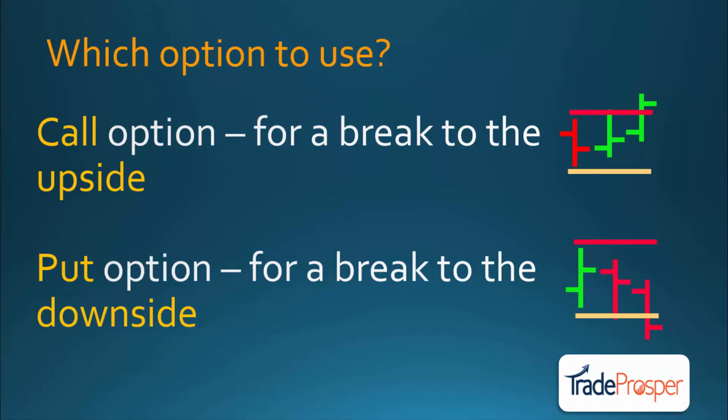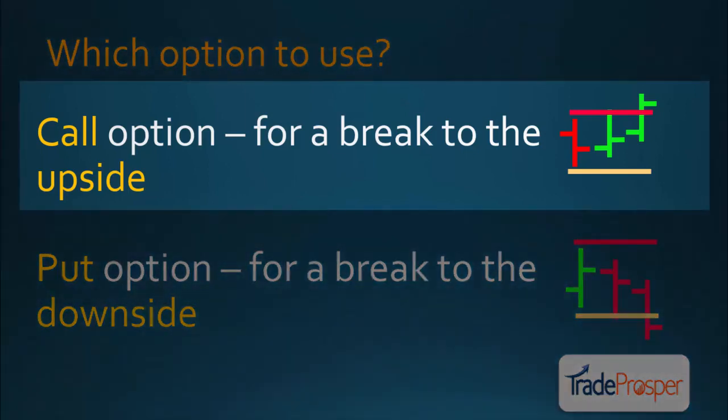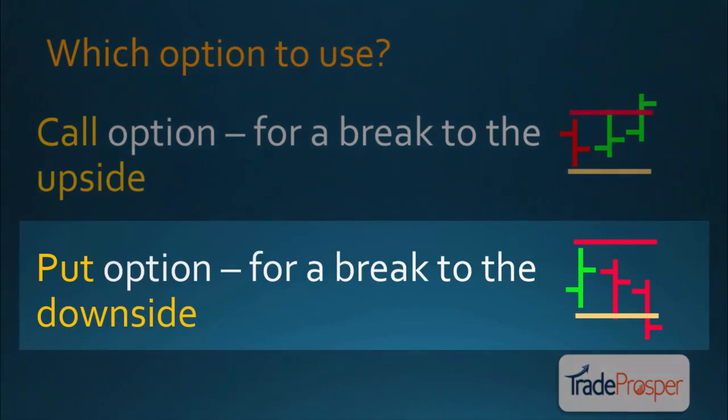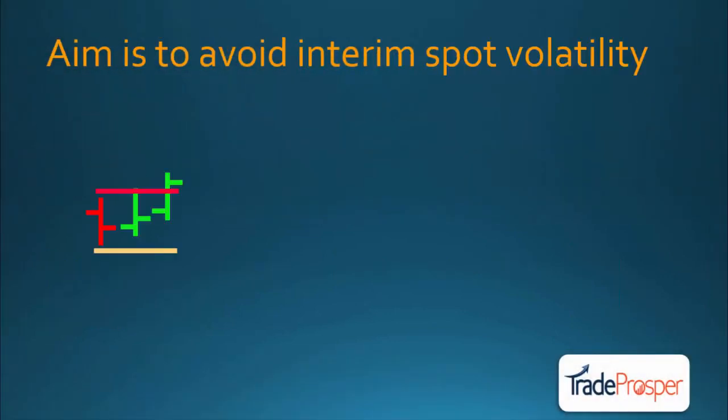If you think that the break will be to the upside, so the price breaking towards the upside and the trend will continue with prices increasing, then you'll buy call options. If your decision making brings you to the point where you think price is going to break to the downside, in other words, a downward price movement, you'll be using put options for that trade. Now, once again, the point here is to avoid interim spot volatility, because it's the volatile nature of prices that we are protecting ourselves against, right?